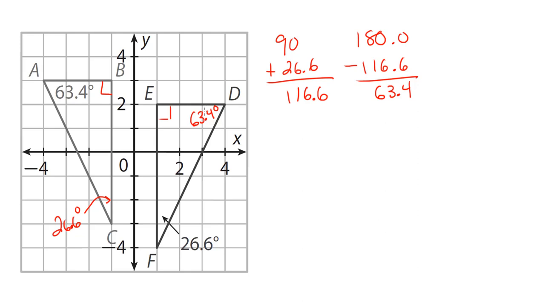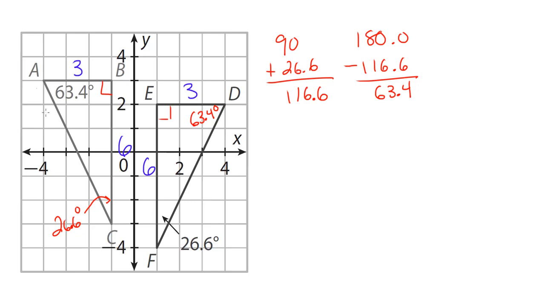Now let's take a look at the sides. I can see here on the coordinate plane that side AB is 3 units long. And the same goes for side ED. They are 3 units long. I can also very easily take a look at side BC is 1, 2, 3, 4, 5, 6 units long. And side EF is also 6 units long.